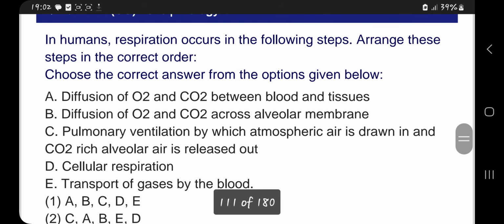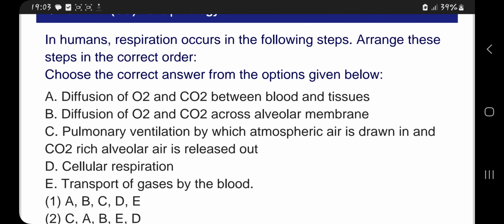In humans, respiration occurs in the following steps. Arrange these steps in the correct order. What is the first step and the last step would be cellular respiration. So the D part of it you can remember: diffusion of oxygen and carbon dioxide between blood and tissues. Diffusion of oxygen and carbon dioxide across the alveolar membrane. Pulmonary ventilation, by which atmospheric air is drawn in and carbon dioxide rich alveolar air is released out.